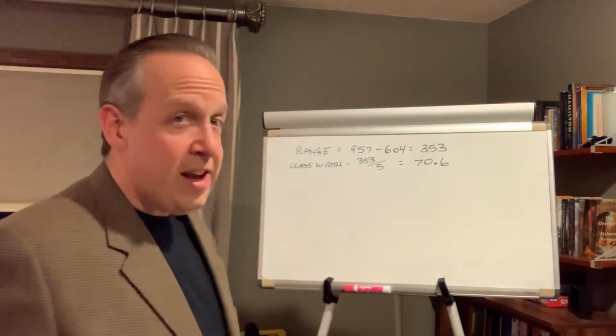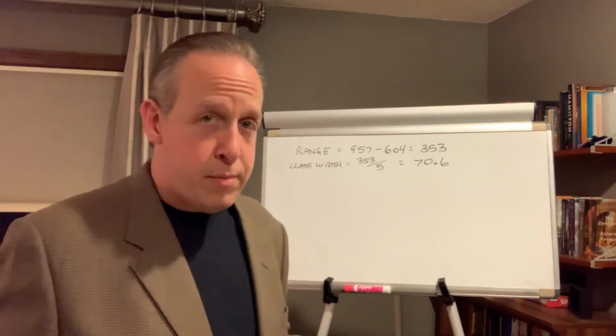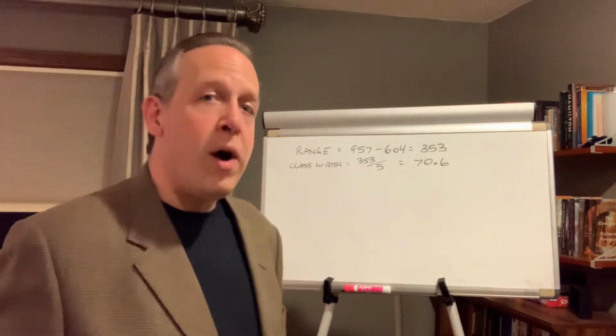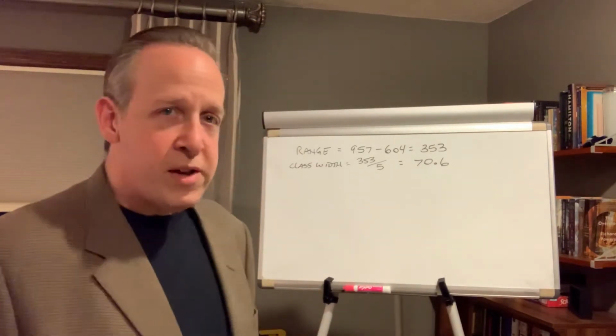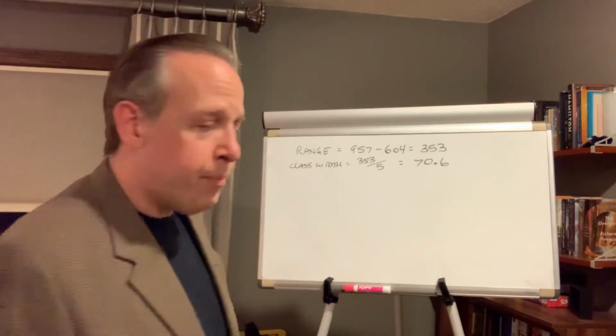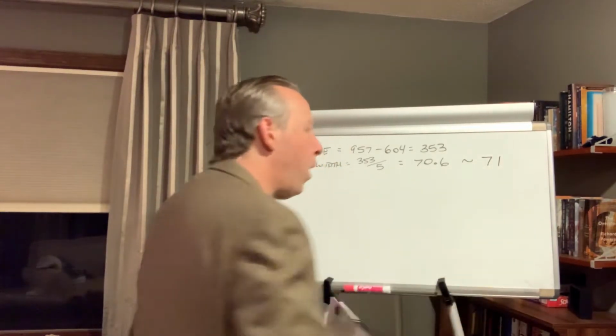Now, I did say that I never, ever want to stick with the number I just got. No matter what the number is, we're always going to round it up somewhat, usually to the next half or whole. 70.6 rounds pretty easily to 71. So I'm going to call that a class width of 71.